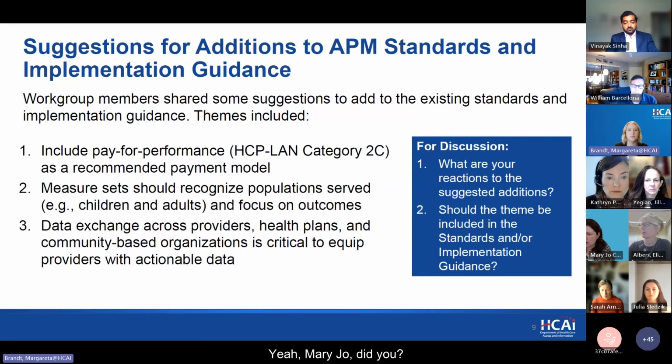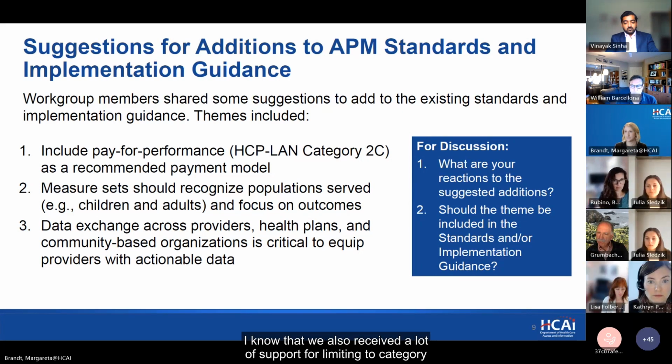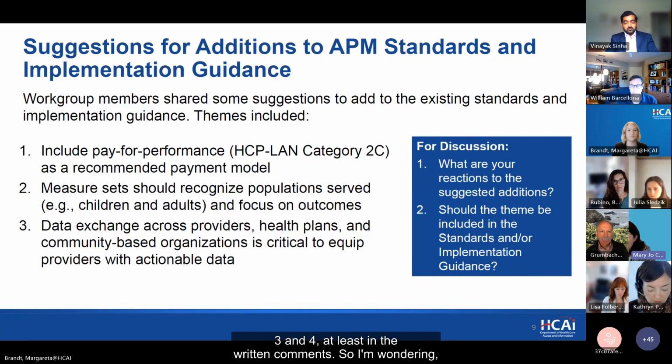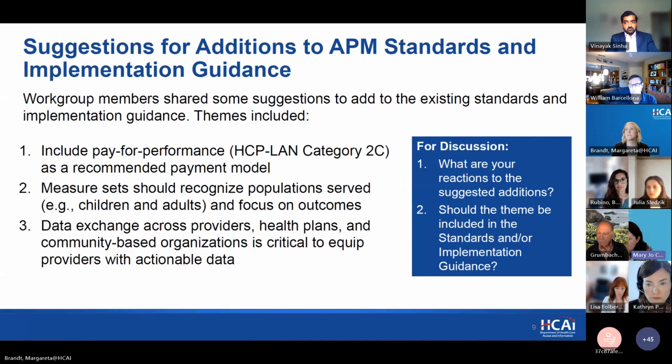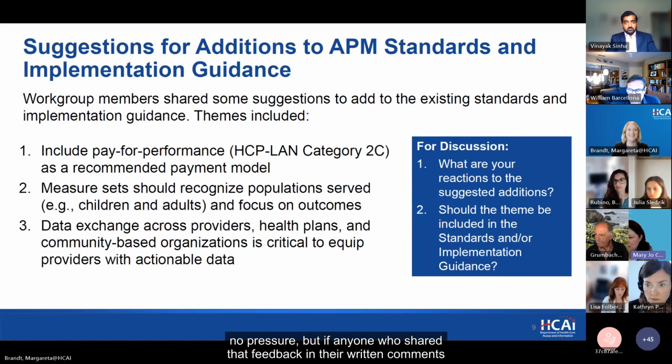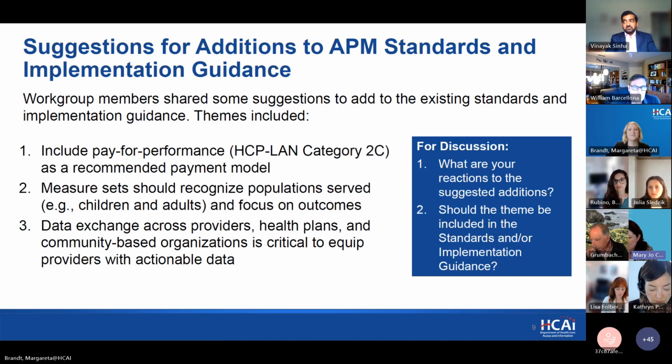Yeah, Mary Jo, did you? Margaret, I know that we also received a lot of support for limiting to category 3 and 4, at least in the written comments. So I'm wondering, no pressure, but if anyone who shared that feedback in their written comments wanted to share that here, very welcome.